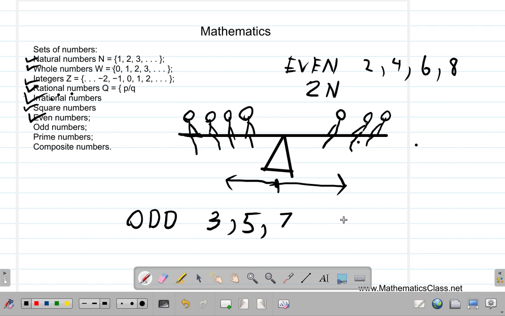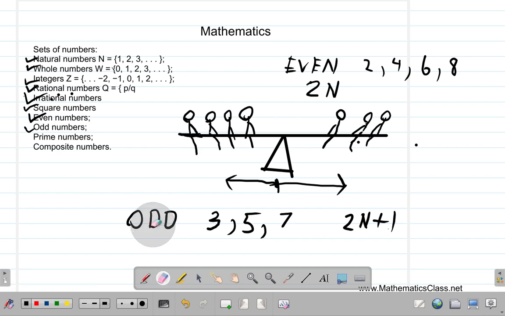The formula for an odd number is 2 times n, a whole number, plus 1. Alright. So 2 times any number, you can try it. 2 times any whole number will be even. When you add 1 to it, it will become odd. So those are odd numbers. You see that? Now, those are odd numbers.